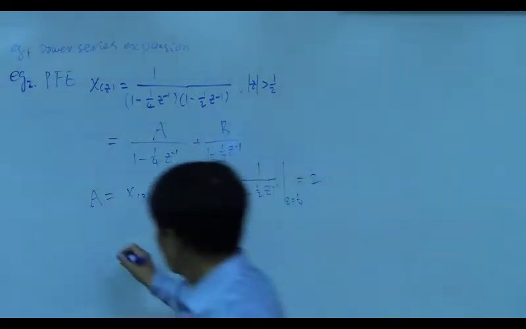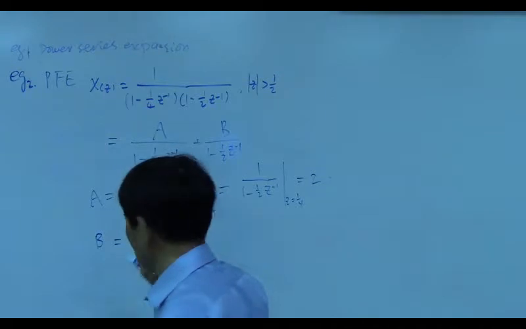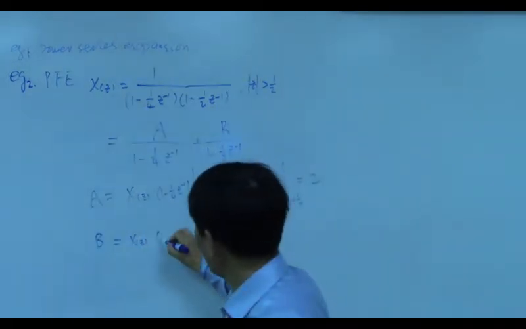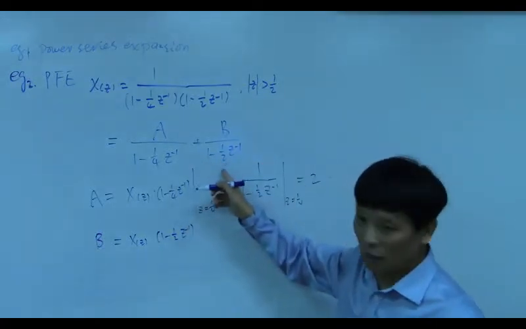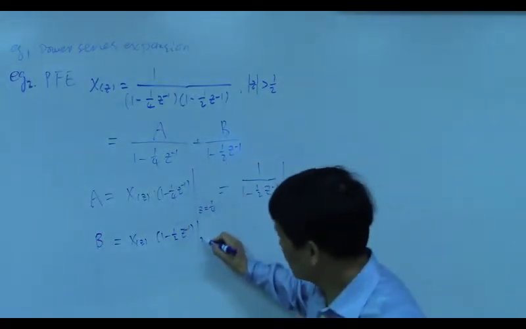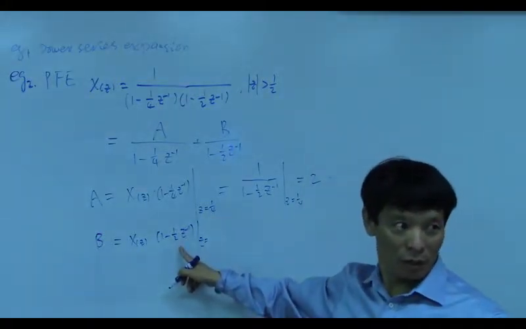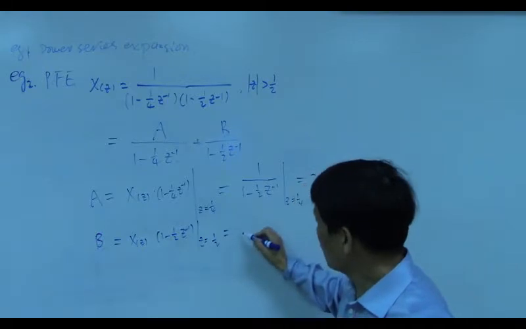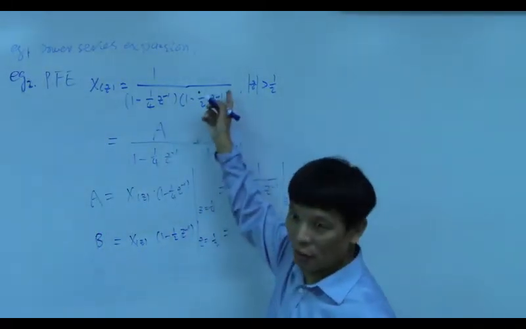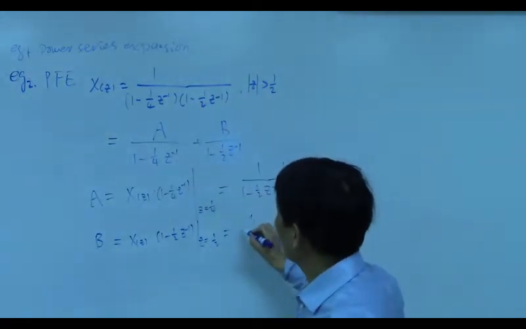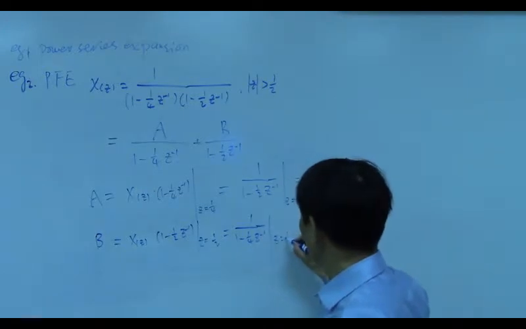The next one is to determine B. B equals what? X(z) times 1 minus a quarter z to the negative 1, right? Multiplied by this, right? Then let z equal half, the pole here. Then that will be equal to X(z) again, multiplied by this part, so this one is gone, cancelled. So we have 1 over 1 minus a quarter z to the negative 1, and we let z equal half.